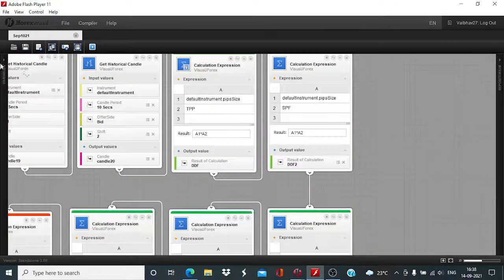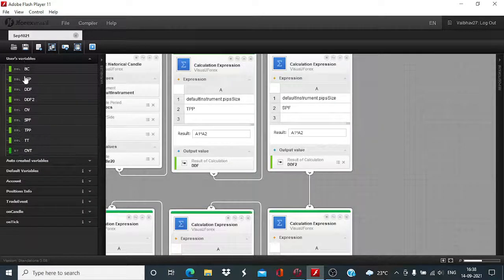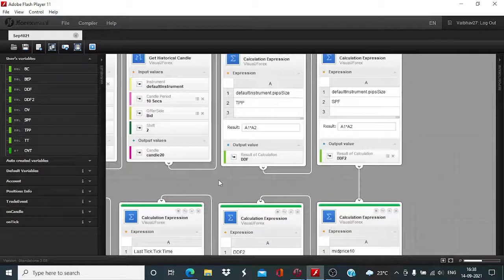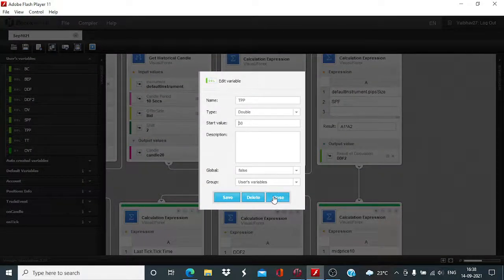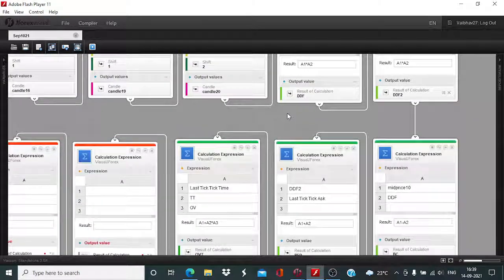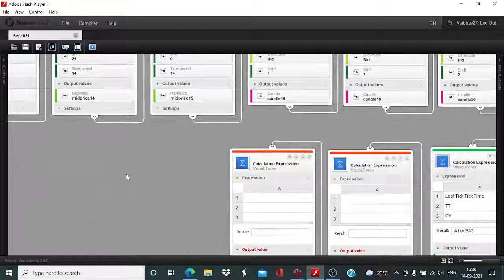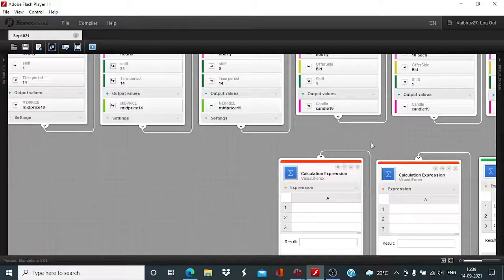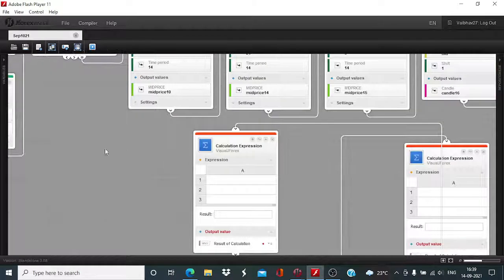This TPP carries the start value of 30. You can check it from the user's variable. You will have to define it yourself. 30 multiplied by the default instrument pip size. We take current mid price, or you can take even last hour's mid price. It is not going to take much difference.